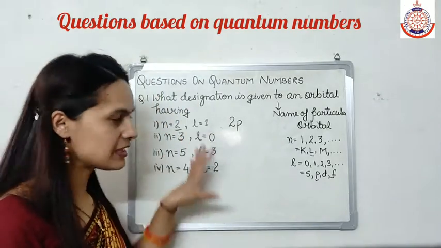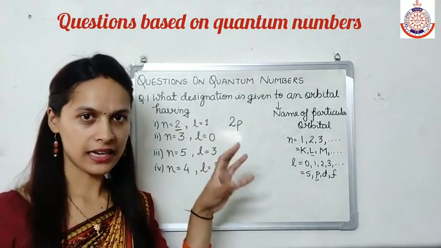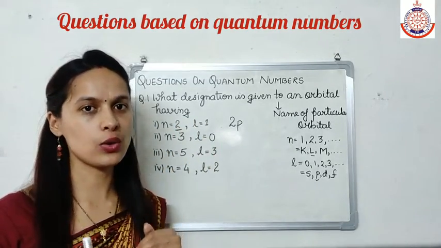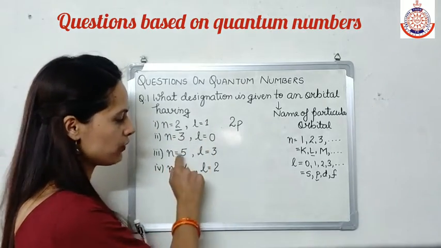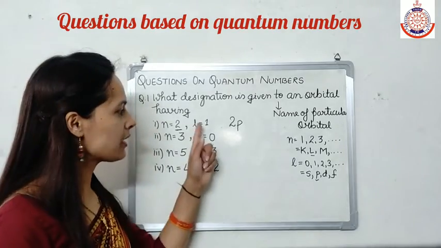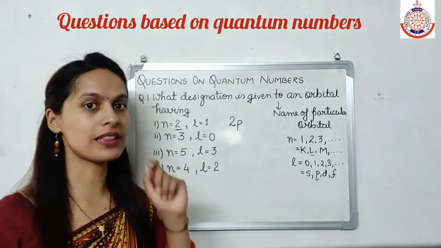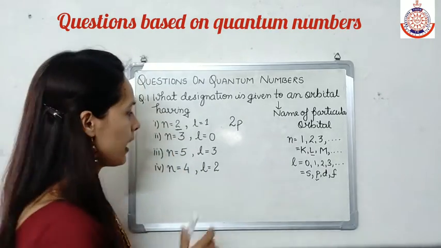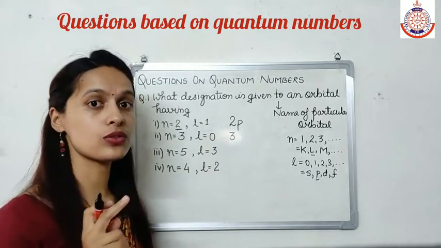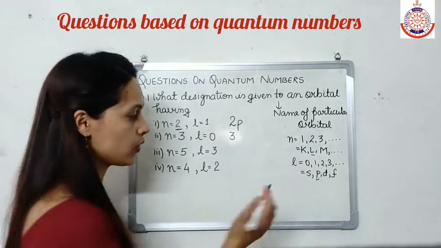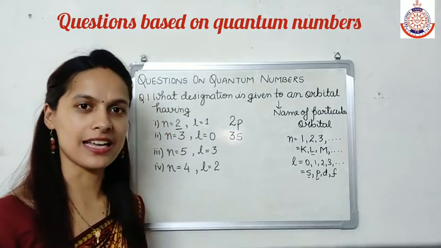If this type of question is given to us, we have to write the number of n as it is. Whatever number is given in the question, we write that number: 2 means 2, 3 means 3, 5 means 5, 4 means 4. And in place of l, I have to write the alphabet used for that particular number. Here I have to write 3, and l equals 0. If l equals 0, then it is s. So the name of the orbital is 3s.